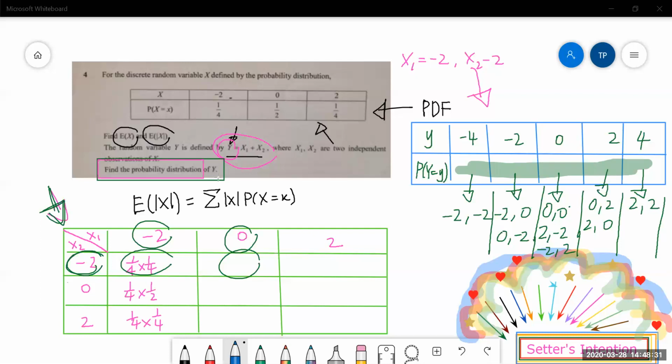Yes. That's why you understand the setter's intention. Look, it's so colorful here. Always come back to the setter's intention. What did they want you to find? Because sometimes we will get lost.